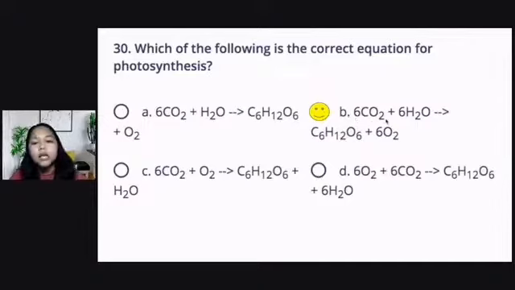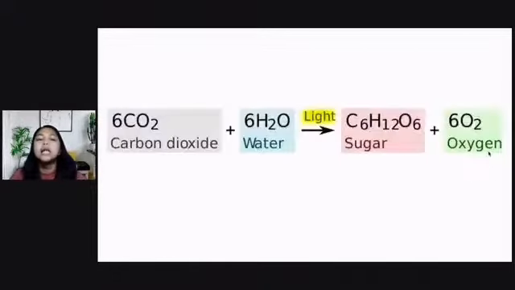So 6 molecules of carbon dioxide plus 6 molecules of water, giving you 1 molecule of glucose or sugar plus 6 molecules of oxygen gas. Okay, yan po yung balanced chemical equation ng photosynthesis. Let's go to your next slide here. Inulit lang, no? 6 carbon dioxide molecules plus 6 water molecules, giving us 1 molecule of sugar and 6 molecules of oxygen. So tandaan na may 6 dito at may 1 dito, 1 molecule of sugar. Carbon dioxide and water are the reactants, and the products would be sugar and oxygen.